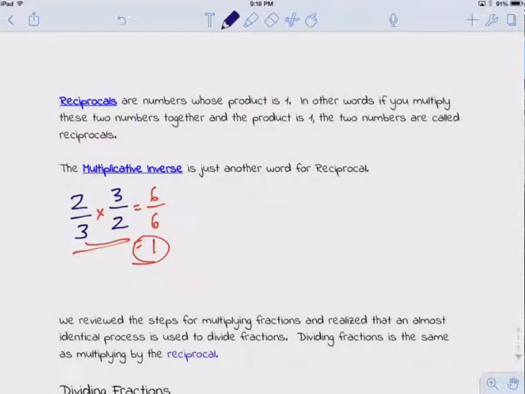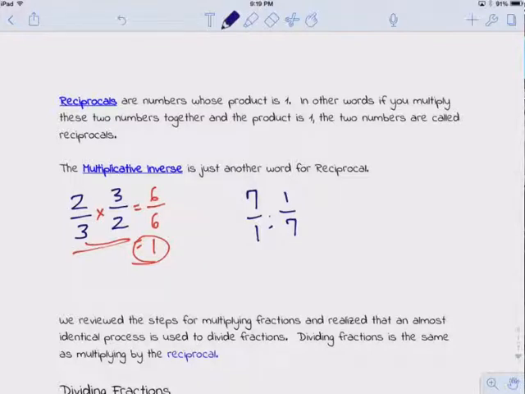We can have a whole number, for instance 7, and its reciprocal is 1/7. And that's because as a fraction, you'll recall any whole number written as a fraction is that whole number over 1. So again, we flip the fraction to find its reciprocal.